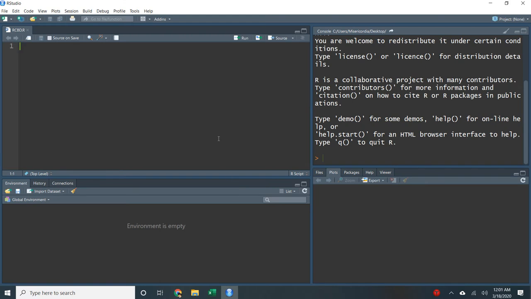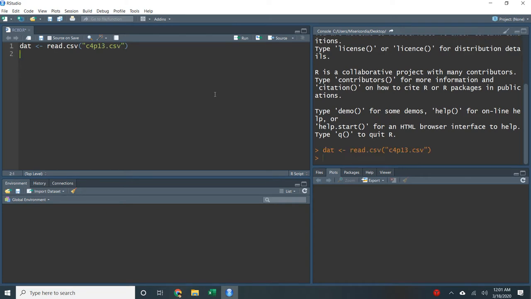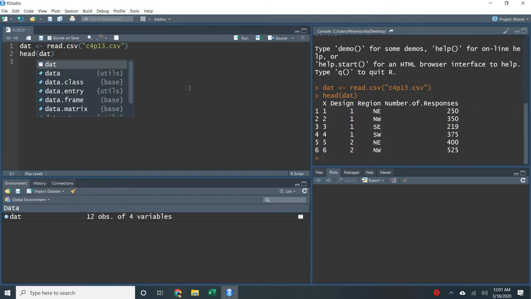All right, so first I'm going to go ahead and read in my data. Looking at this data, what did I call this data? I called this C4P13.csv. And now I'm going to look at the top of my data set to make sure it looks good. What I'm looking for is making sure design, region, number of responses read in.